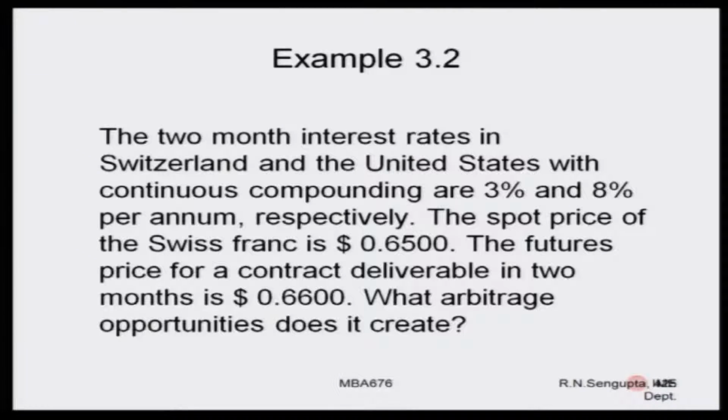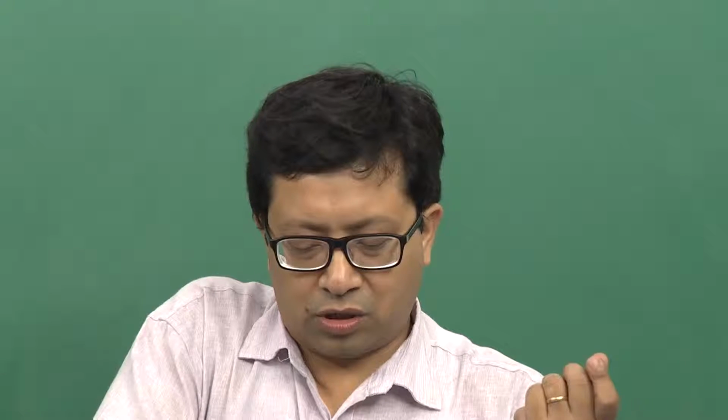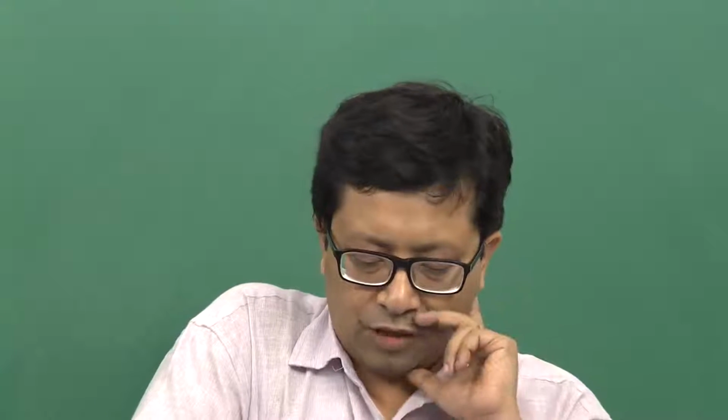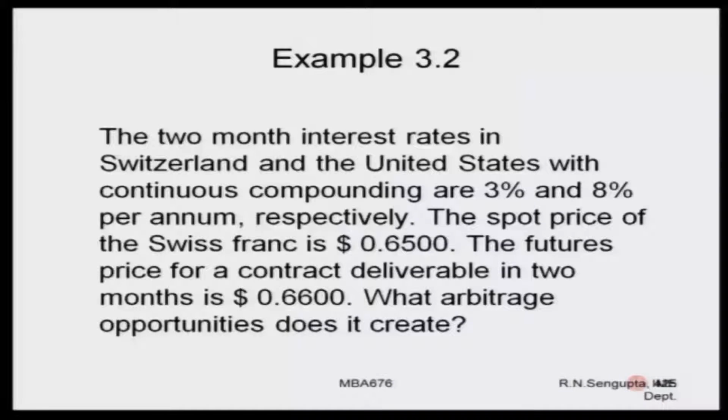So, depending on where you are, you will try to find the foreign rate based on the domestic one. If you are in the US, you will quote the price accordingly, and if you are in Switzerland, you will quote the price accordingly. The futures price for the contract in 2 months is 0.6600. You have to find out whether there is an arbitrage opportunity.